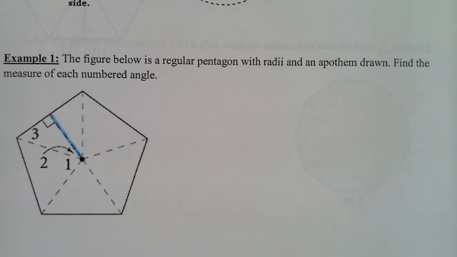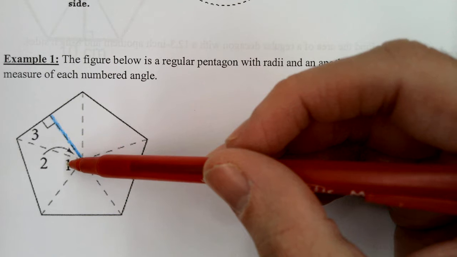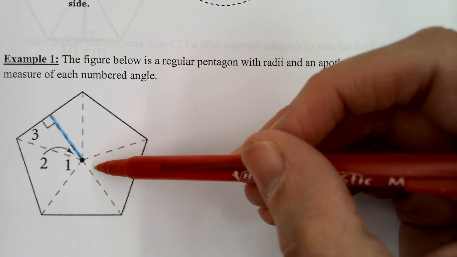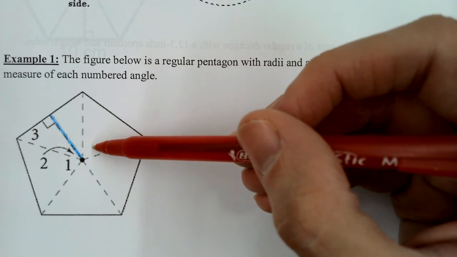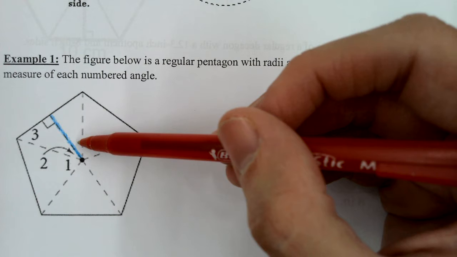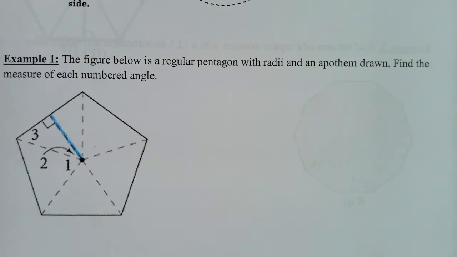Find the measure of each numbered angle. Well, there's 5 sides in this pentagon. That means there's 5 central angles. Okay, this is a central angle. That's a central angle. That's a central angle. That's a central angle. And this is also a central angle, but the apothem is cutting it in half.